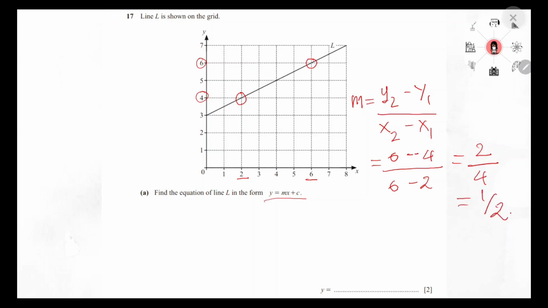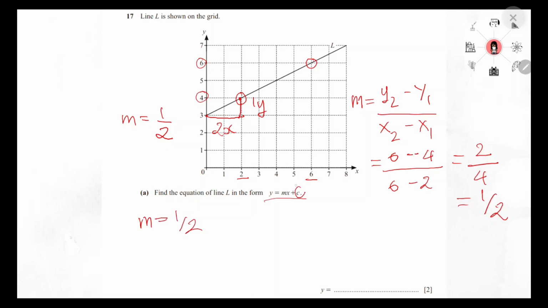Another method to find the gradient is by simply observing the boxes. To get to this point, we have to move 2 steps right from 3 and 1 step upward. This can be counted as 2 units in the x and 1 unit in y, giving us the gradient 1 by 2. Either way, the gradient is equal to 1 by 2.